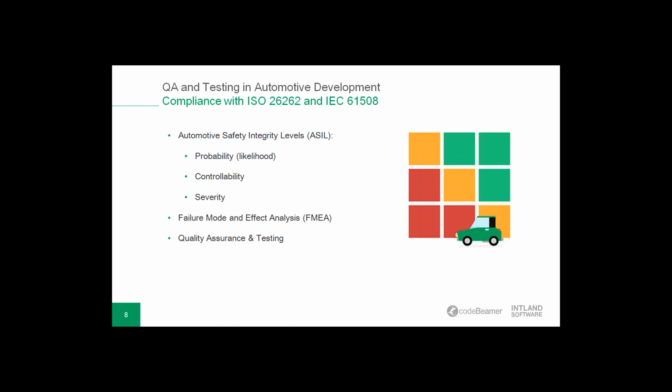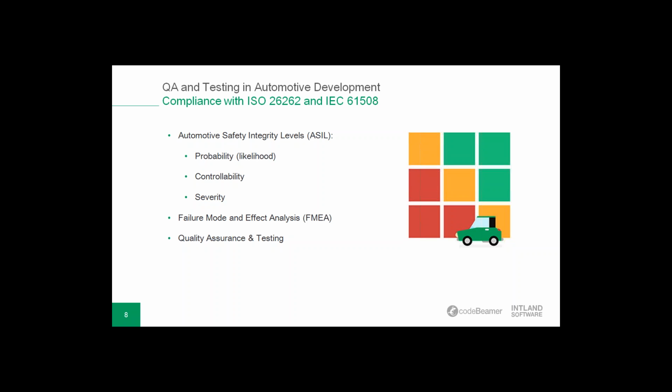And ASILs are determined at the first stage of the development process and are made up of three components. The first component is called the probability, so basically it's the likelihood of the hazardous event. The second component is the controllability, that is how the event is detected and also being controlled. And the last component is the severity of the consequences should the hazard occur.